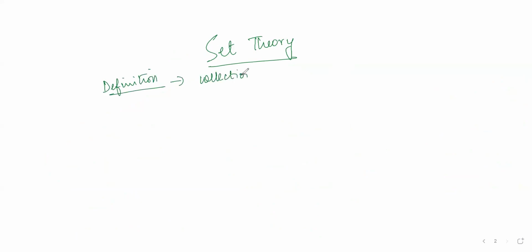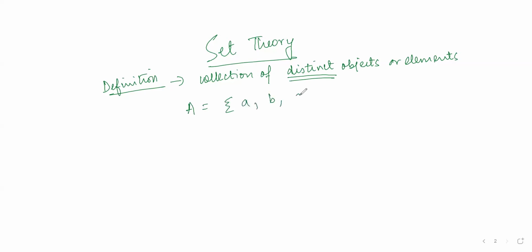Collection of distinct objects or elements. It has to be distinct. It can't be the same. An example would be a set A is the letters A, B, and C. This is a set, right?